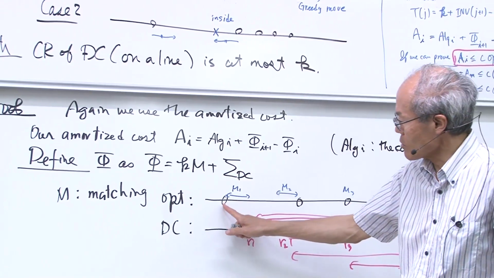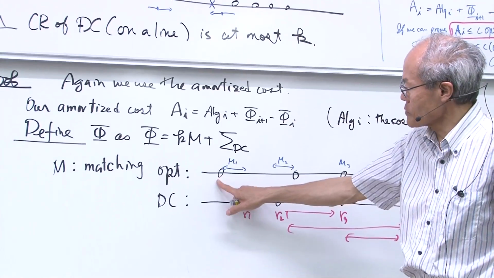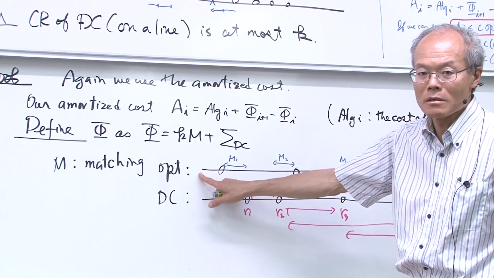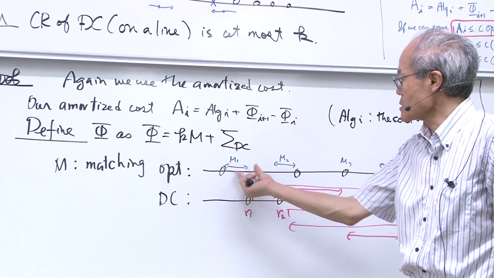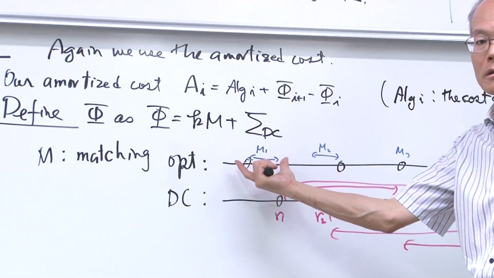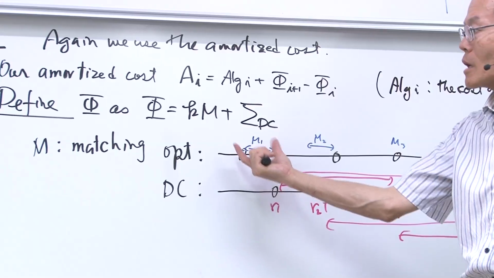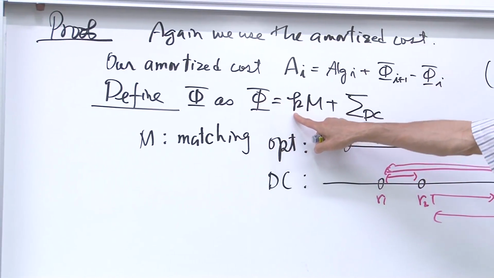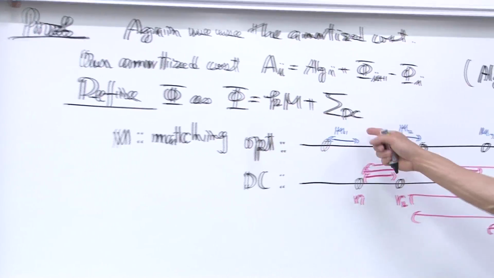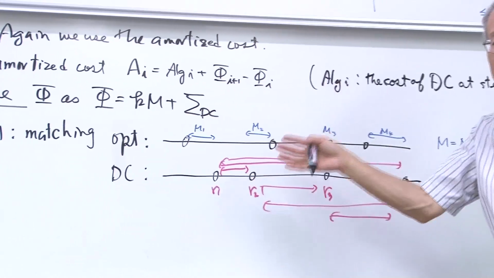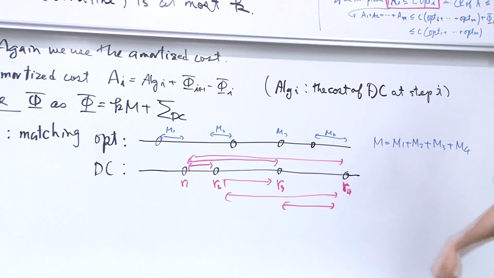Once again, opt moves this guy to here by d_i. Then this value increases by d_i. Then this phi increases by k times d_i. Other values don't change at all.